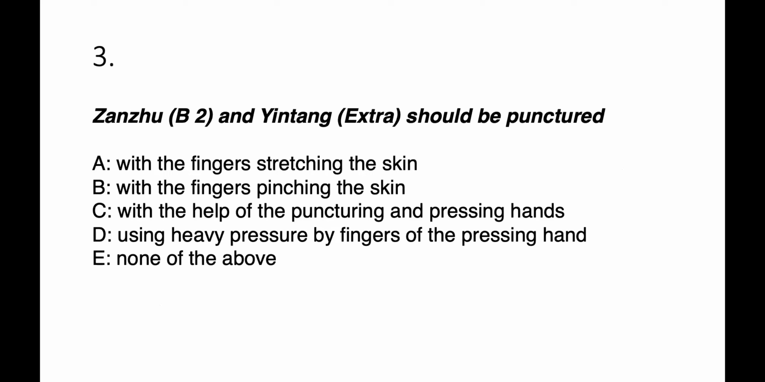Bladder 2 and Yintang, which is an extra point. Paano po natin pinapuncture? Letter A, with the finger stretching the skin. So when you stretch the skin, that means the skin over that area is loose. Do you agree? Loose ba yung skin sa may Yintang saka sa bladder 2? Ini-stretch mo ba yung skin?